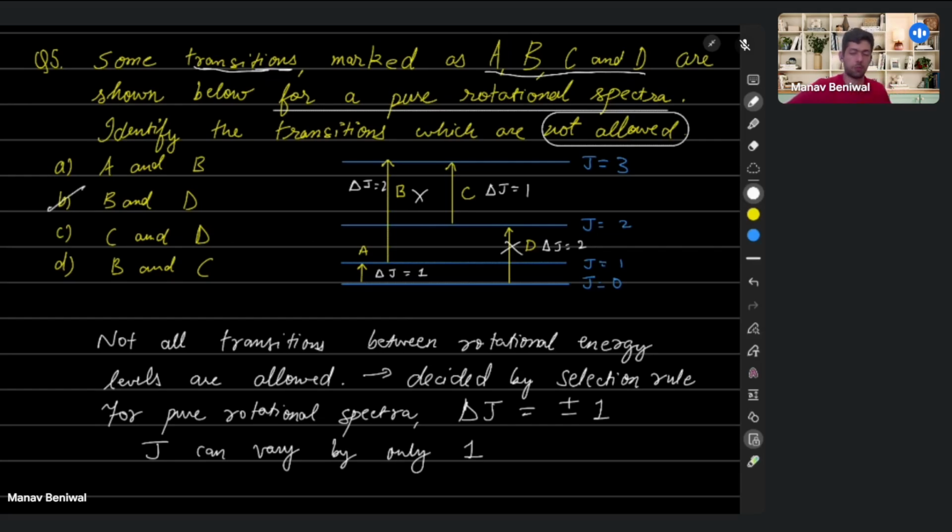So this means option B is the correct answer. Because here you can see the transition is happening for delta J equal to 2. And this is not allowed by the selection rule. So B and D is the correct option.